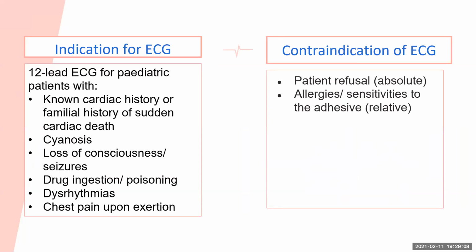So they are indicated to do ECG because there might be some pathology of the heart. But for ECG, there is no specific contraindication, except if the patient refuses to do the ECG. And relative contraindications might be allergies or sensitivity to the adhesive, in which case we might give hypoallergenic alternatives.